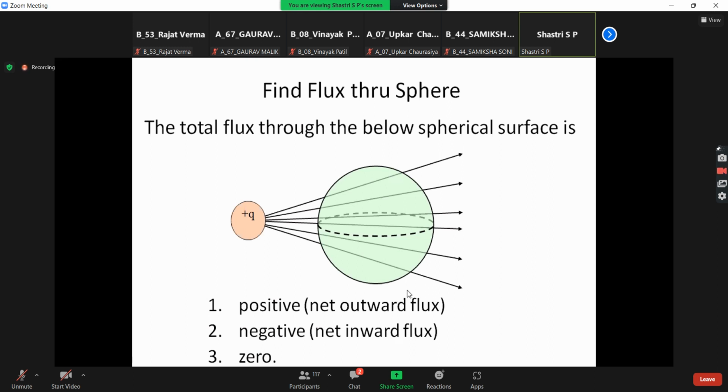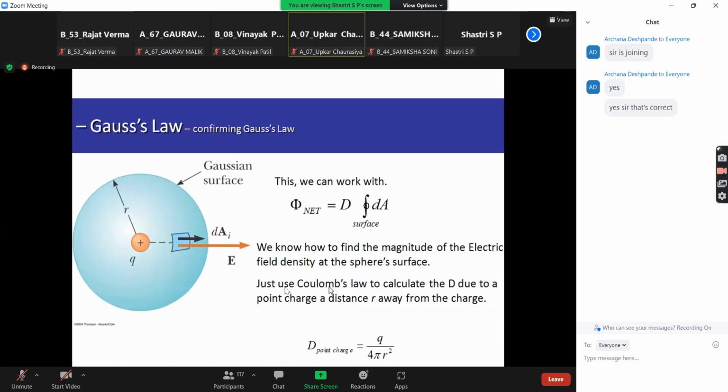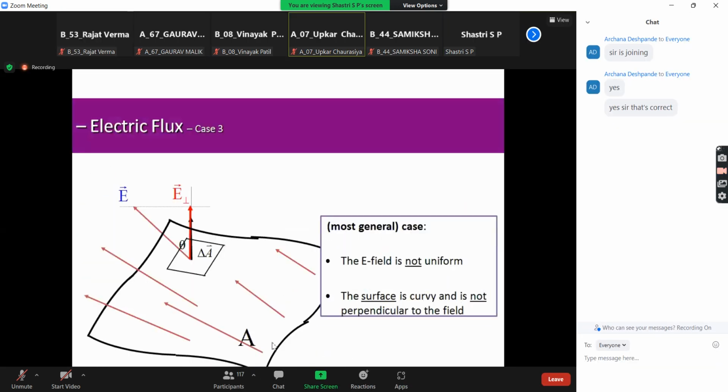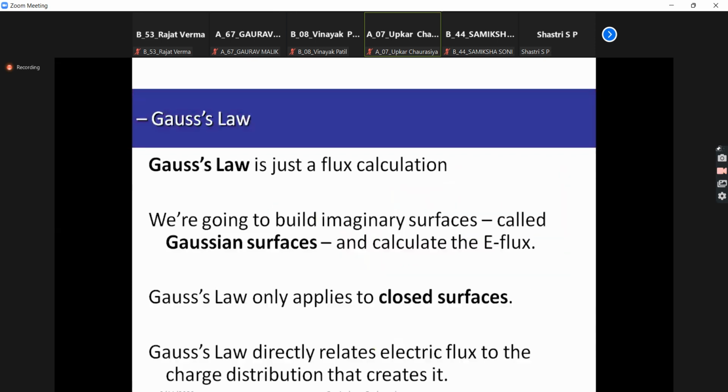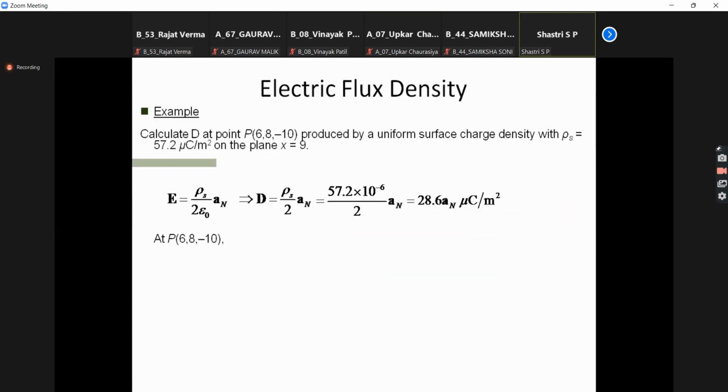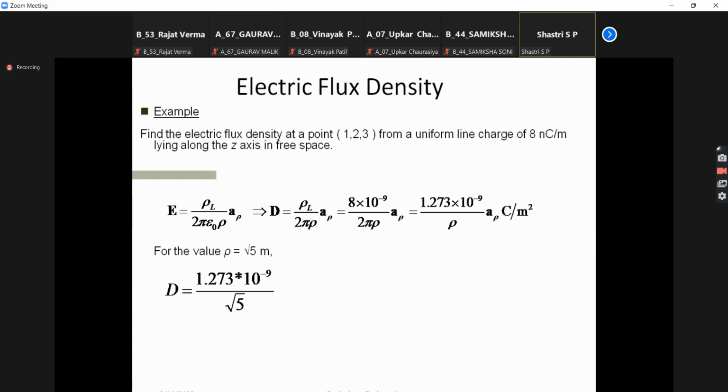Any query? If there is no query, then we'll move to the flux density topic.